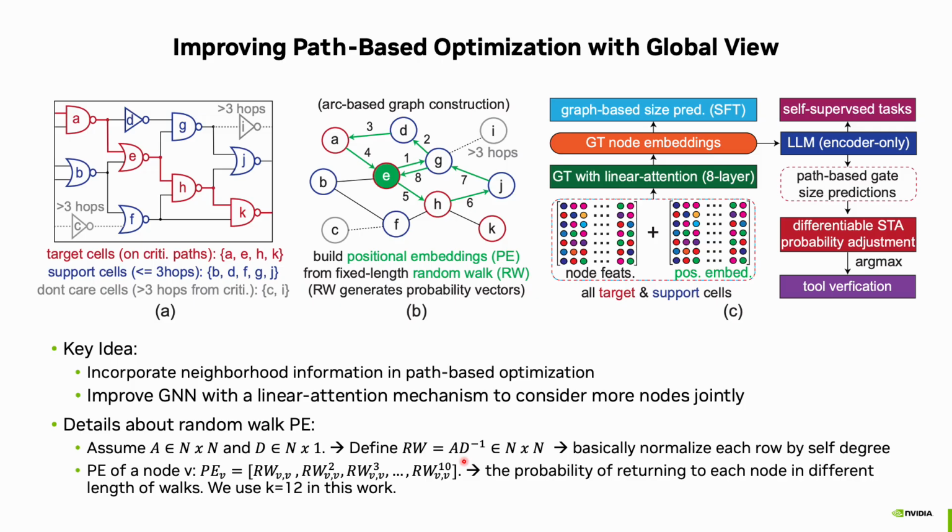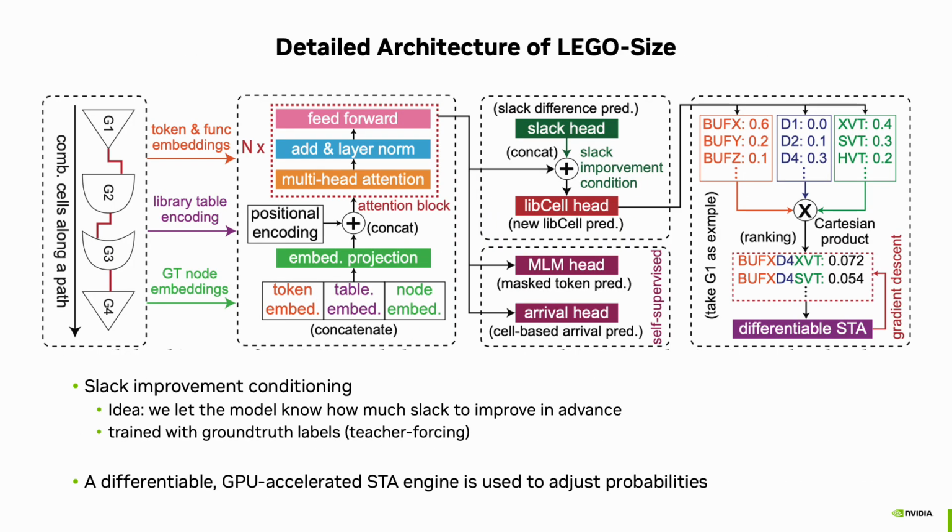And the diagonal elements in the power of k of this random walk matrix naturally represent the probability of coming back to each node after performing a k-step random walk. And finally, as shown in the figure C, with the initial node features and the corresponding positional embeddings, we adopt a linear attention mechanism to reconstruct final node embeddings, which are not only passed to the LLM model, but are directly leveraged to perform gate sizing prediction tasks as well during the fine-tuning stage. In the experiments, we observed that the prediction results achieved by our graph transformer model outperform previous GNN-based work like ECO-GNN. Now we illustrate the detailed architecture of the modeling part of LEGO-Size.